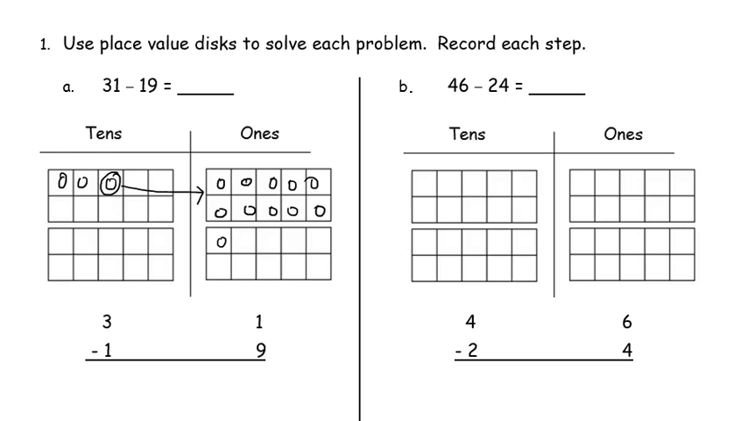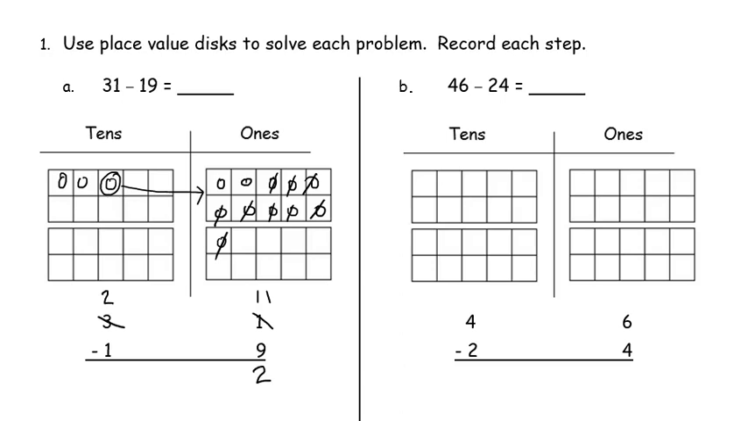And I'm going to show that step down below. We had 3 tens. We took one of them, that leaves us with 2 tens, and we decomposed it into 10 ones and combined it with the 1 one that was already there. That gave us 11 ones. Now I can subtract 9 ones from the 11 ones. So I'm going to cross off 9 of my ones, and that leaves me with 2 ones. 11 minus 9 is 2.